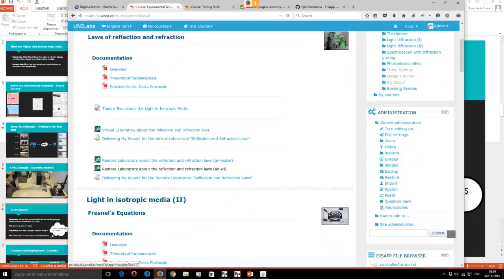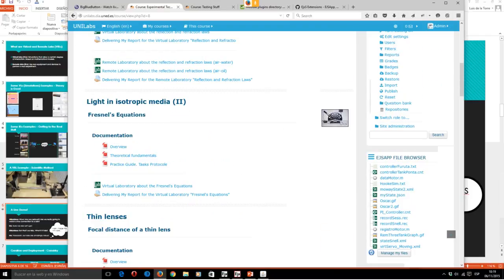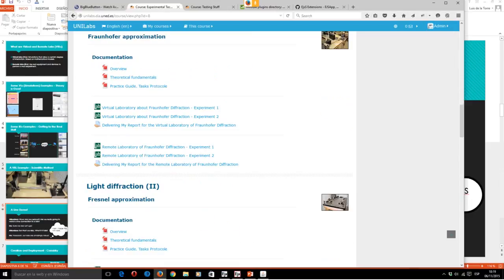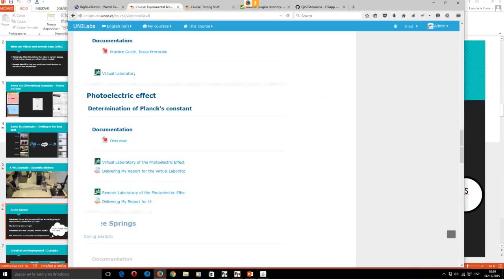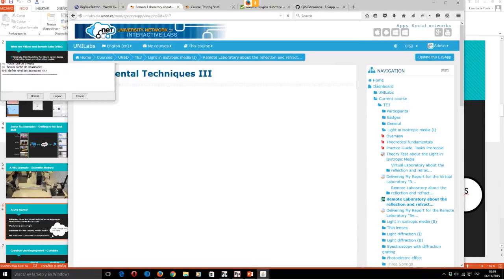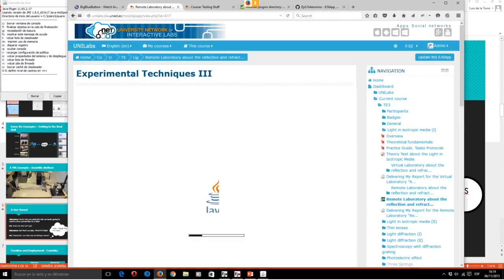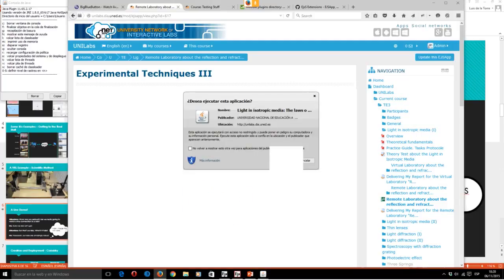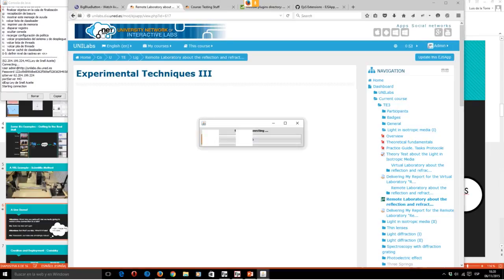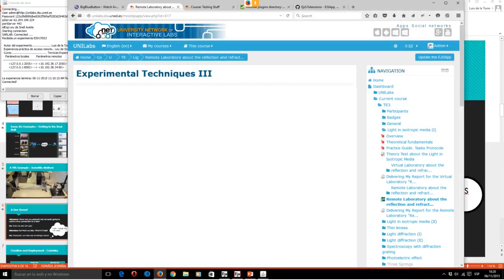So if I enter the remote laboratory about the reflection and refraction laws, for example, you can see they have quite a few labs here. So if I scroll down, I'm going through all the experiments. This one is the one on diffraction I showed in the slides. And there are even more. So as you can see, they have quite a few experiments. So if I go to this one, then this is going to launch a Java application. So yeah, right now our labs are based on Java, which we do not like that much, but we started working with this, as I said, like 7 years ago. And now we are in the process of moving everything to JavaScript, which will make things easier, faster, and also compatible with smartphones and things like that.